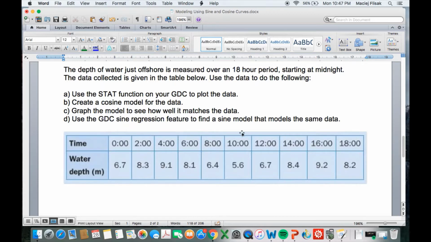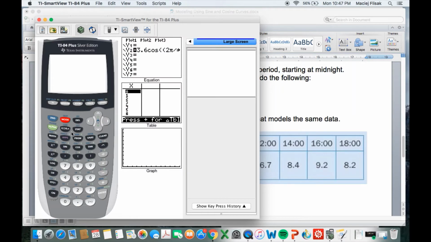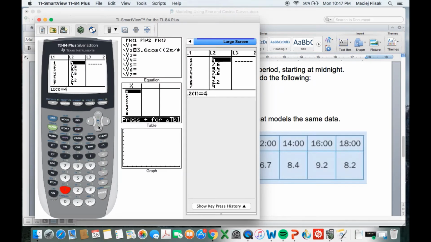So first of all, I'm going to use the stat function to enter that data. So let's get your calculator going. Here it is. Press the stat button. We're going to go to 1 to edit our lists. If you have data in your list like I do, you go to the top where it says L1 here. You press clear, enter, enter, it clears it. Now I'm going to go to the top of the other list and clear it as well. Clear, enter. Okay. So in list 1, I'm going to enter my x values.